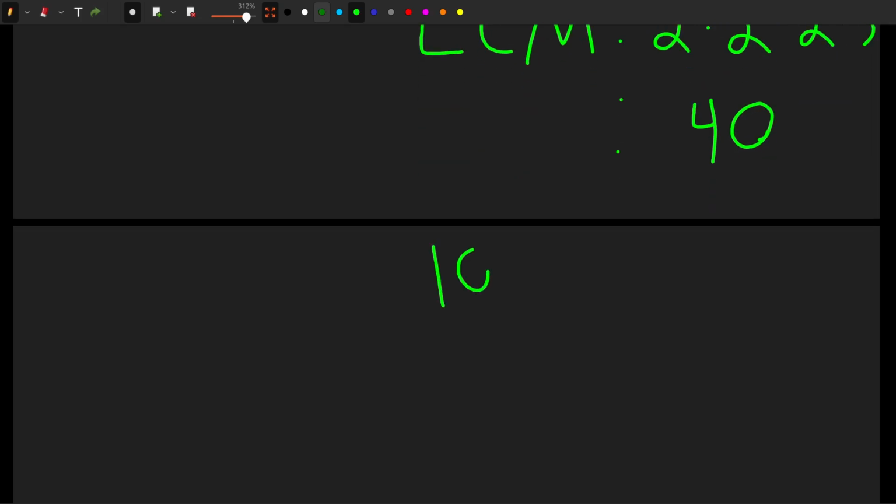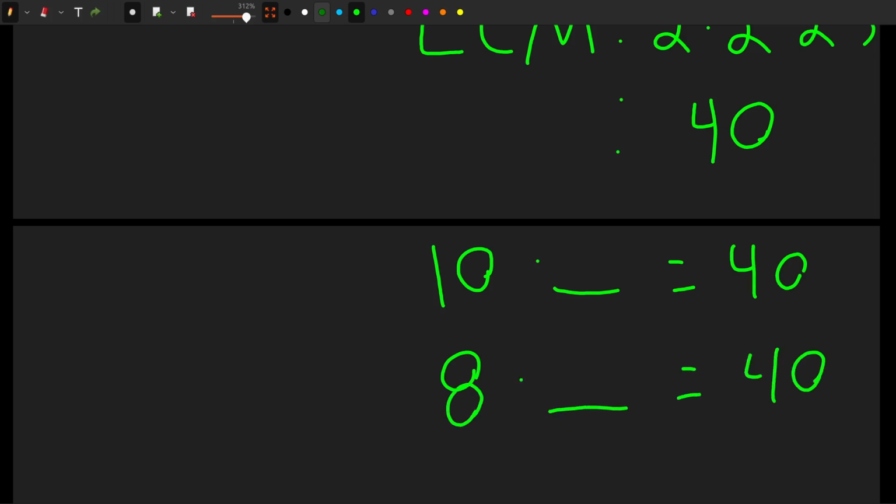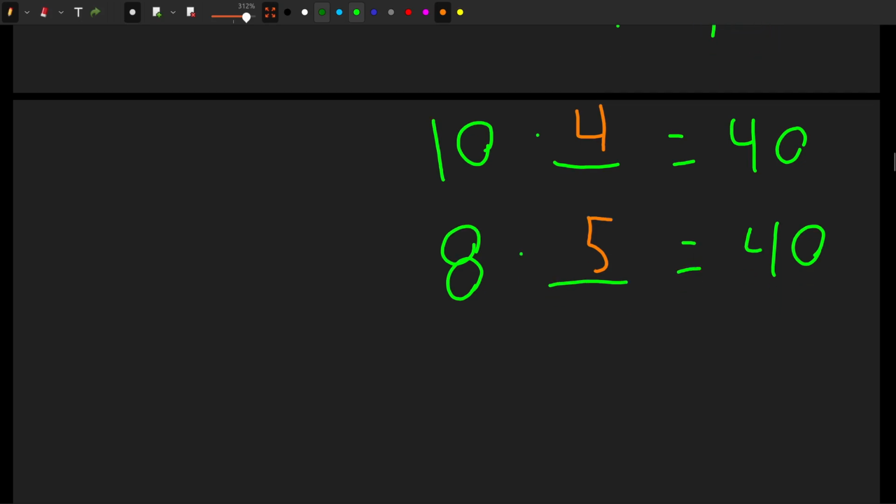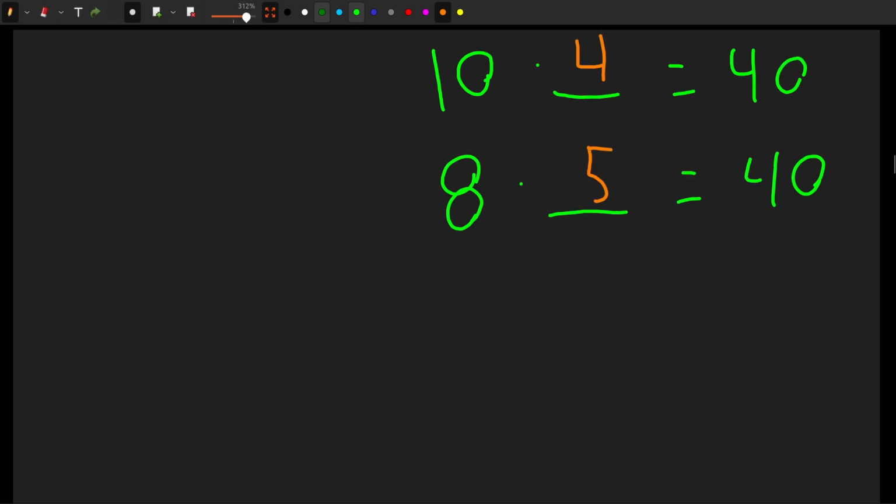So 10 times what number makes 40, and then 8 times what number makes 40. I'm going to use orange for this. 10 times 4 gets us to 40, and 8 times 5 gets us to 40. Now these two numbers are going to be very important, because when we go back to our original fractions, we're going to multiply the top and bottom by these two numbers, 4 and 5. And then we will be able to add our fractions and get our answer.